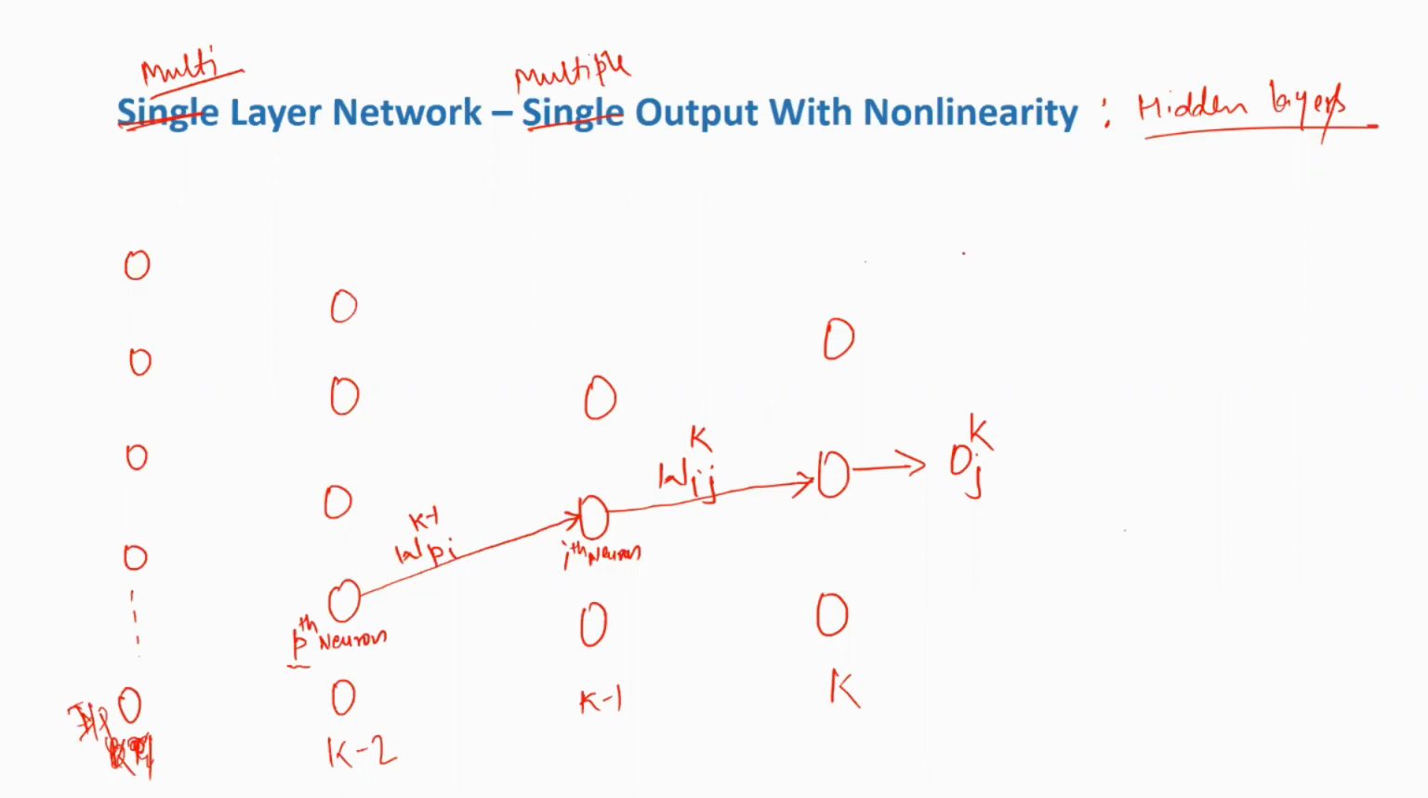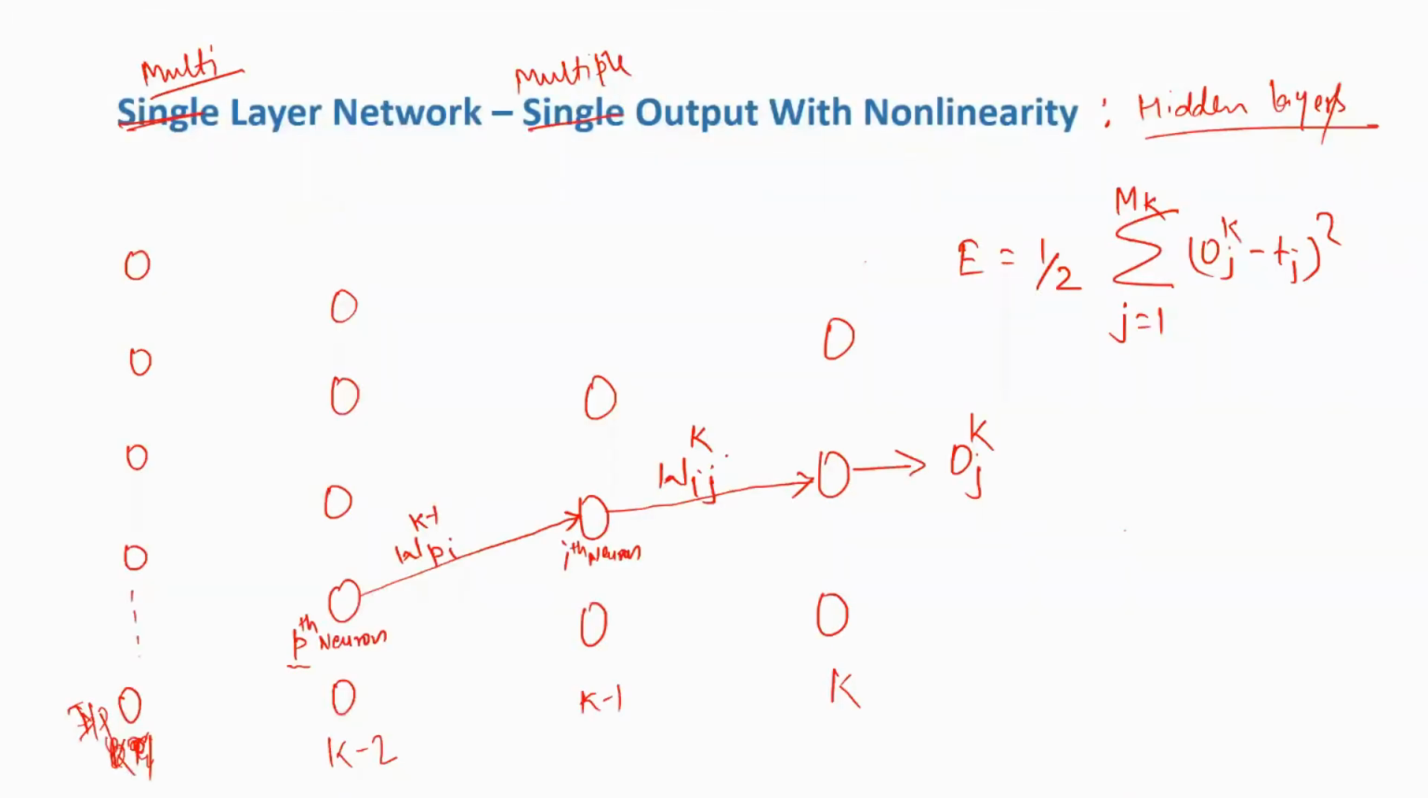Similarly, here also we can give the error function as E equals 1 by 2 summation of (ojk minus tj) square, where j will vary from 1 to the number of nodes in the kth layer. Now to find the W k minus 1, pi, we had WPI, the connection weight from the pth neuron in the k minus 2nd layer to the ith neuron in the k minus 1 layer.